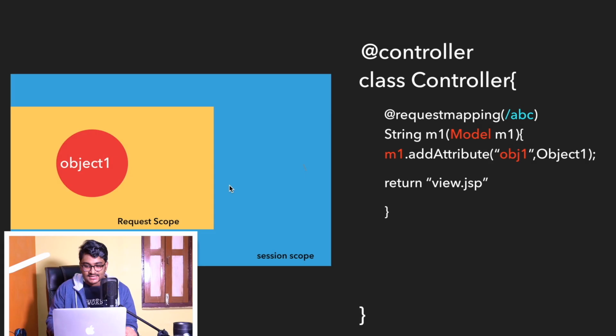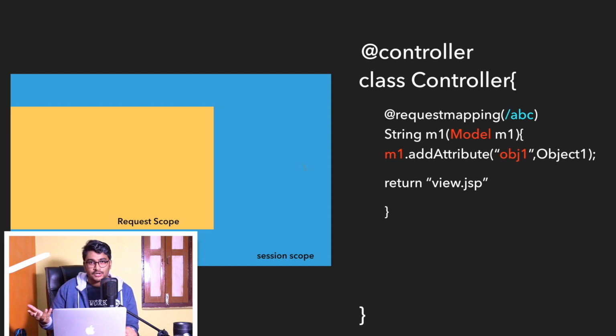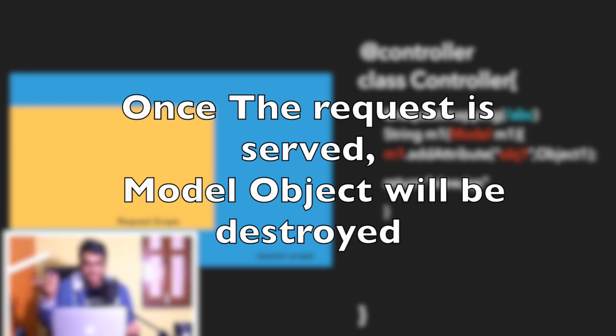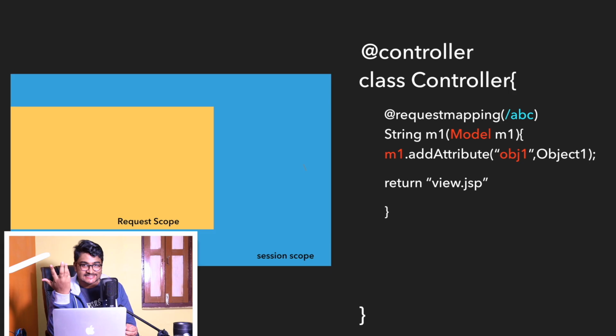Pretty simple. And once I have handled this particular URL, and once I sent this view.jsp to my user screen, once my request scope is done, this particular object1 will be destroyed from the request scope. Obviously, the model is part of the request scope, so whenever the model is destroyed, object1 will also be destroyed, right? Because the model is inside the request. The request scope is over, so that object got destroyed. Cool. Pretty easy to understand, right?